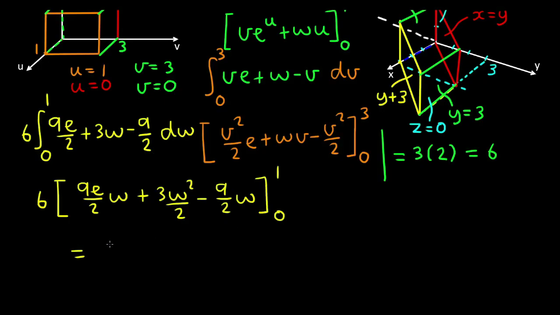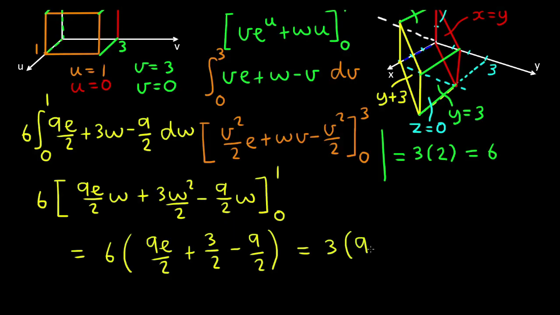So what we get is 6 by 9e on 2 plus 3 on 2 minus 9 on 2. So factoring out the 2, we get 3 by 9e minus 6. Or we can factor out another 3. So we get 9 by 3e minus 2.